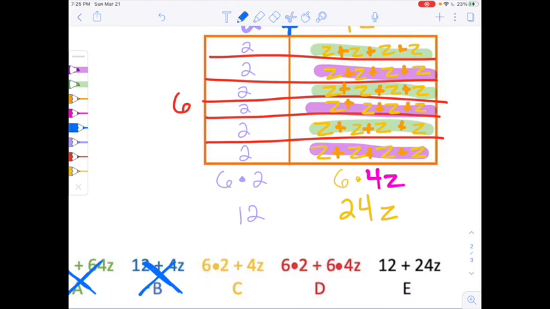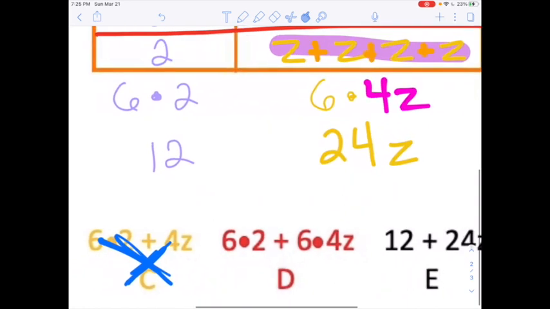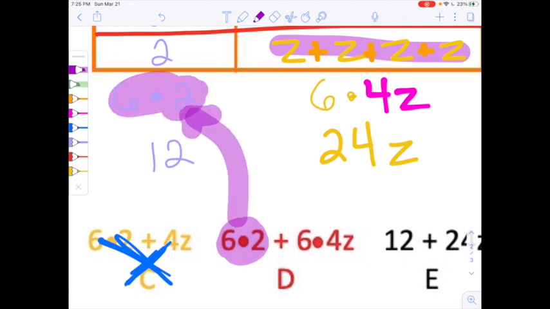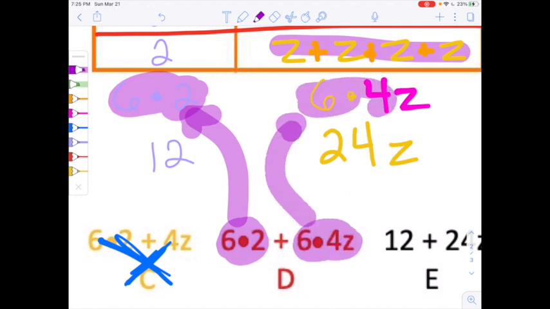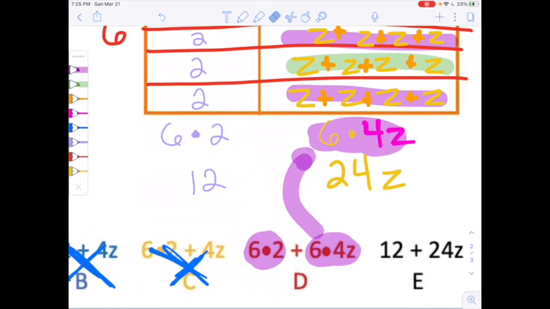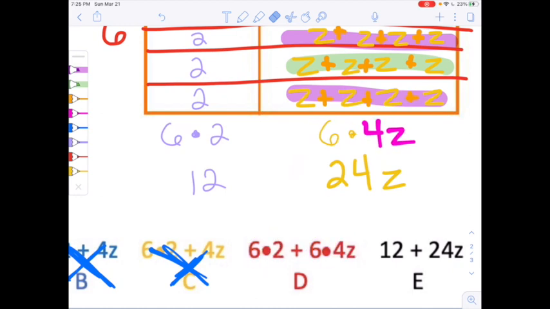So again, that 4 Z doesn't make sense. All right, we're whipping through these options. How about D? D says 6 times 2. Yeah, here it is right there. And 6 times 4 Z. Yep, there it was right there. D makes sense. When we get into class, what you're going to do when you find an answer that makes sense is you're going to circle it. And that letter down below is going to help you with a riddle, right?